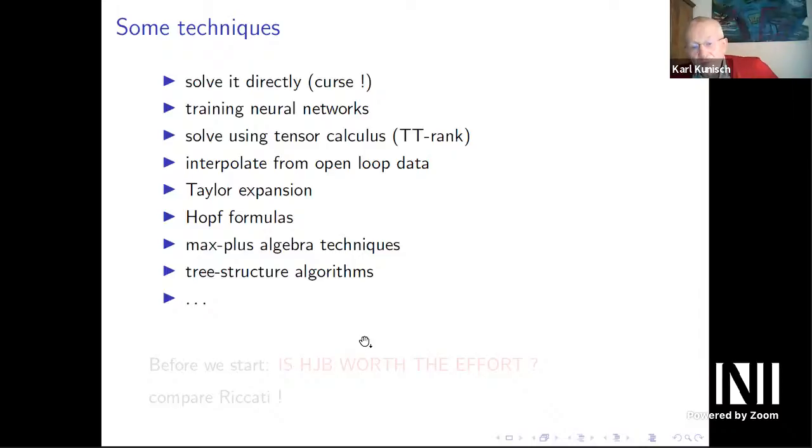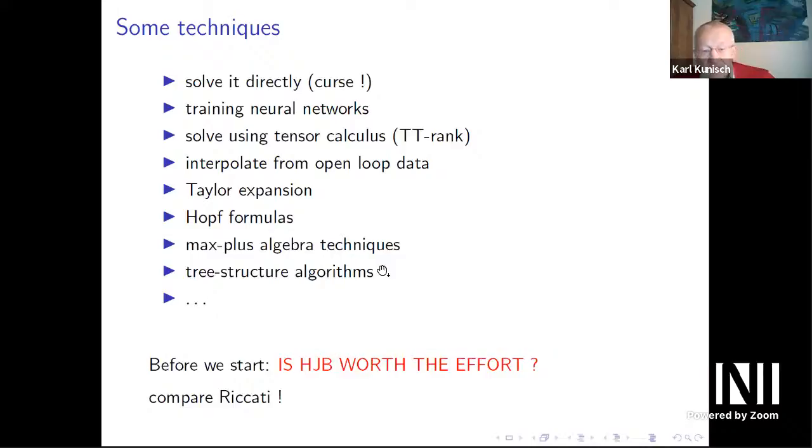Now, before I embark on the work on training neural networks, let me ask the question, is it really worthwhile to solve the HJB equation in the first place, or is Riccati so powerful that we, in practice, cannot achieve so much more?